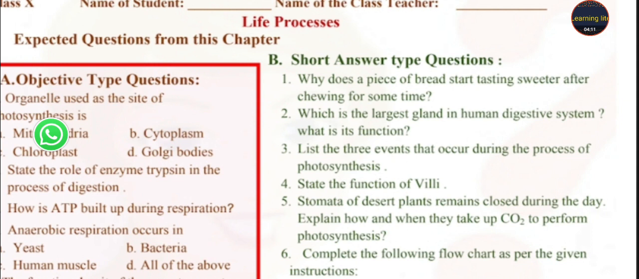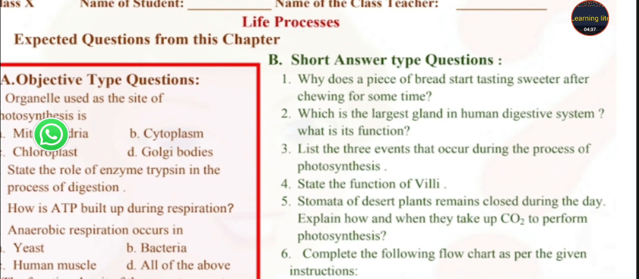Second one, which is the largest gland in the human digestive system? That is our liver. And what is its function? First, it helps in the emulsification of fats. Second, it secretes bile juice, which is stored in the gallbladder. Clear? Two functions: first is fat emulsification, second it creates bile juice.